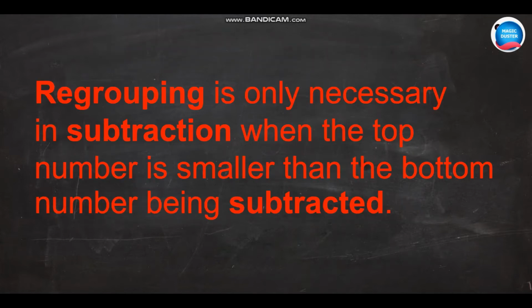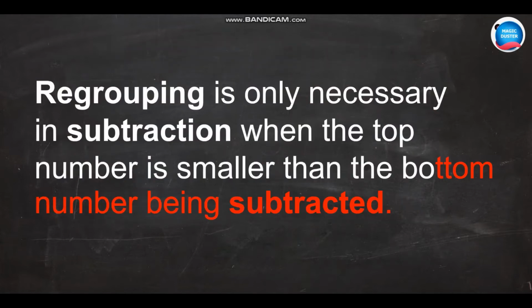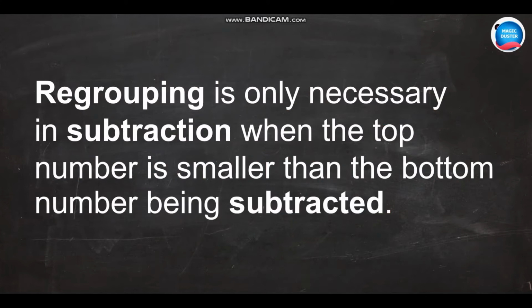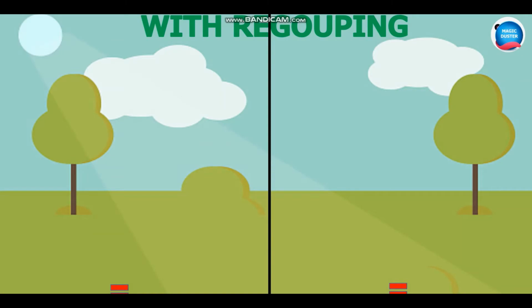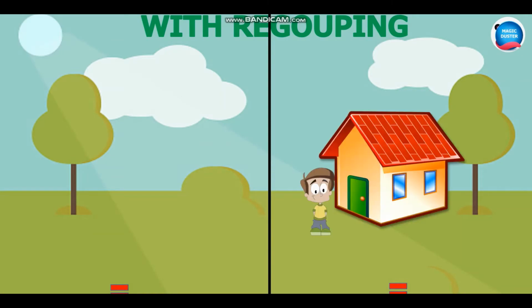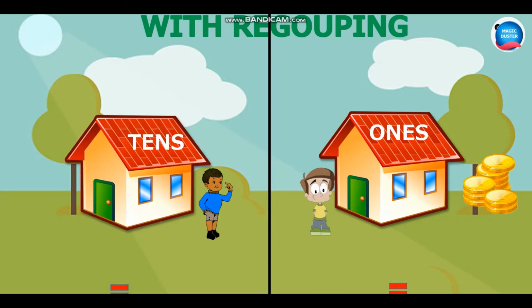Let us learn this concept with a story. But before that, regrouping is only necessary in subtraction when the top number is smaller than the bottom number being subtracted. Remember this. Now, look at this. This is ones. He lived in this house nicely with coins. This is tens. He also lives happily with 10 rupee notes.